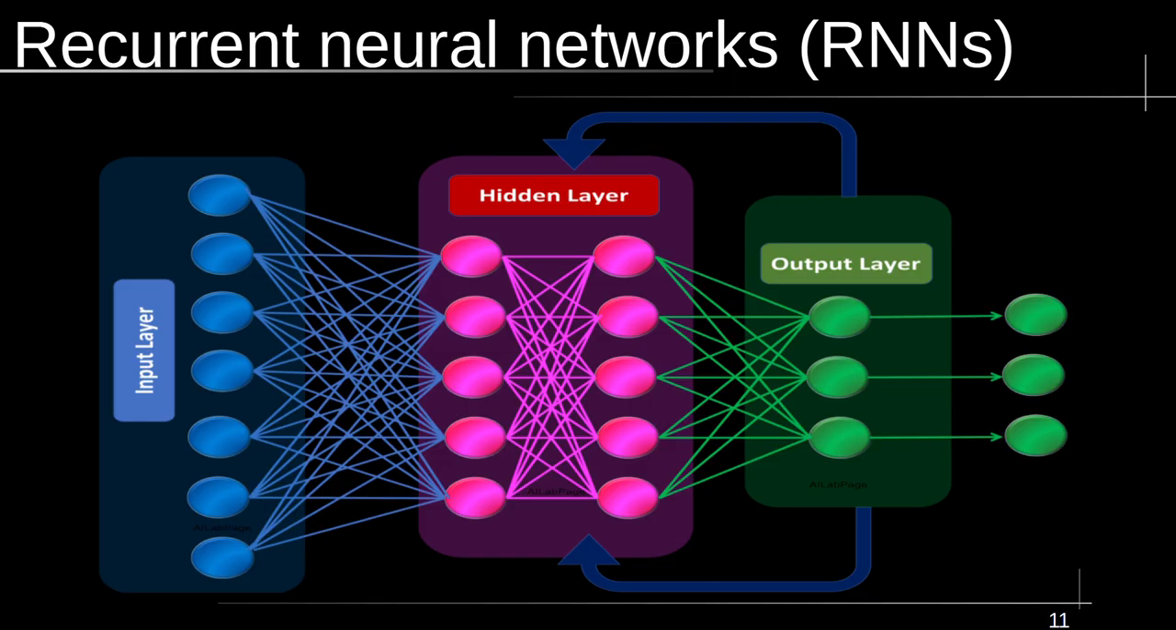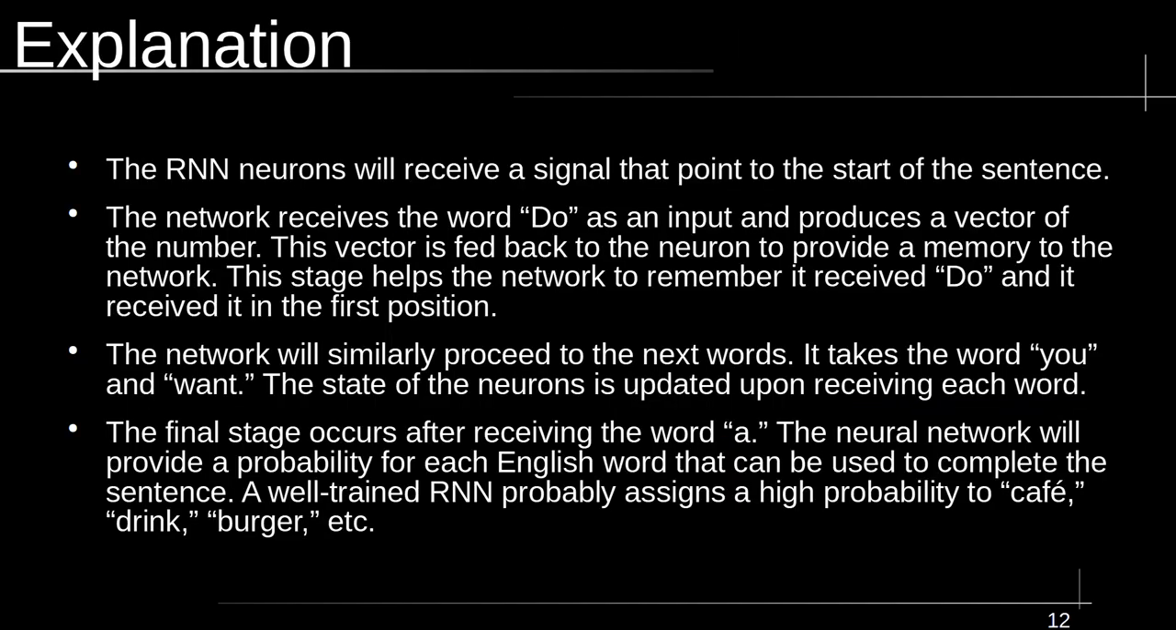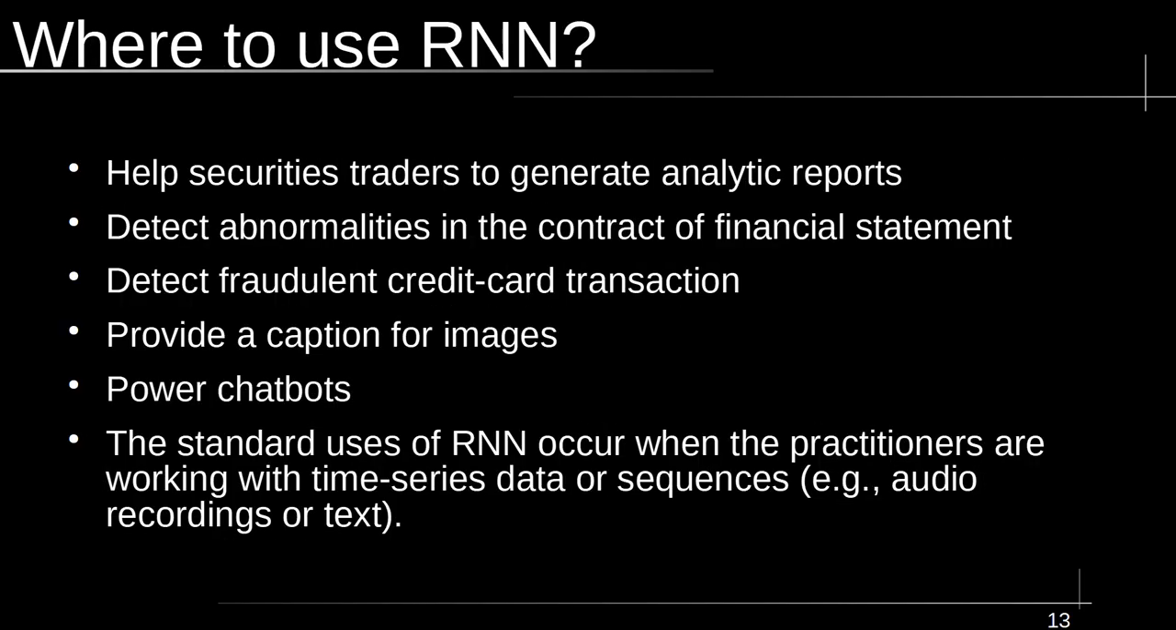Let's see an example of a neural network. On the left hand side, we have an input layer giving output to the hidden layers. The hidden layers themselves are generating something, and finally we are getting output. So this is the explanation of whatever I explained, the same thing. Where can we use RNN? Anomaly detection, fraud detection, image captioning, and powering chatbots.